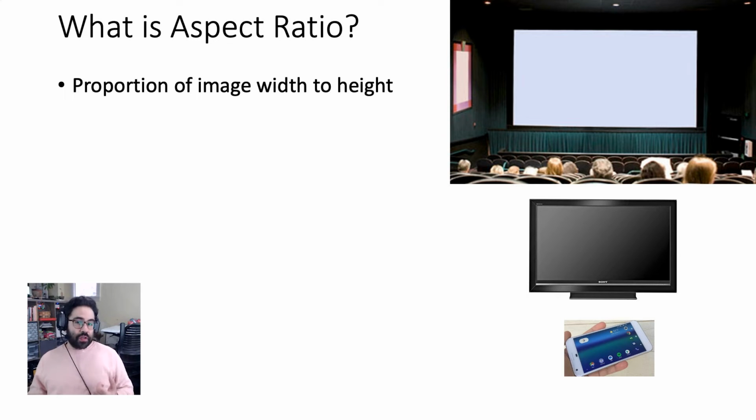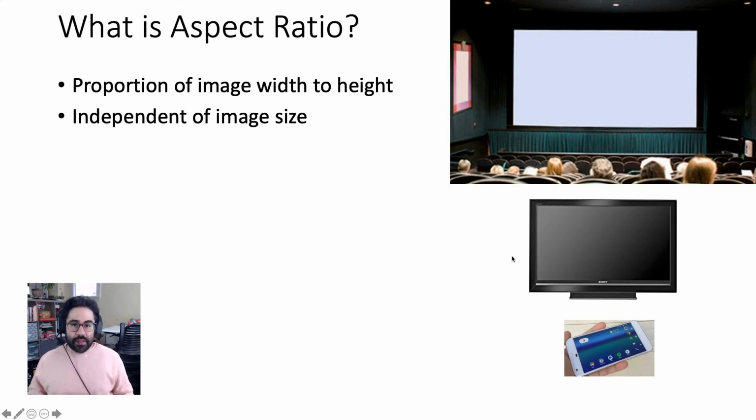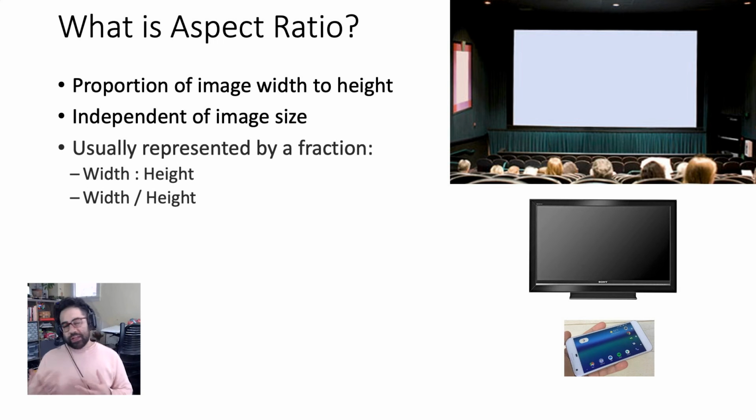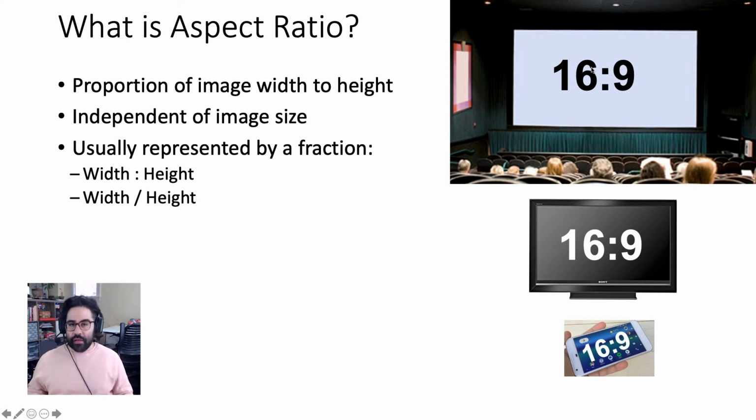So again, aspect ratio is the proportion of image width to image height in a film, video, animation, or photograph. Aspect ratio is independent of image size. So we can see in the example on the right here, we have screens of 3 different sizes: a smartphone, a flat screen TV, and a large movie theater. All of these have the same aspect ratio because the proportion of width to height is the same in each example. Aspect ratios are usually represented by a fraction, and it'll usually be formatted in a width to height, either with a colon or a slash in between. So all of these screens are in the 16:9 aspect ratio, even though they're different sizes.